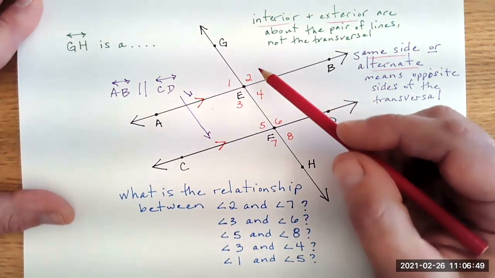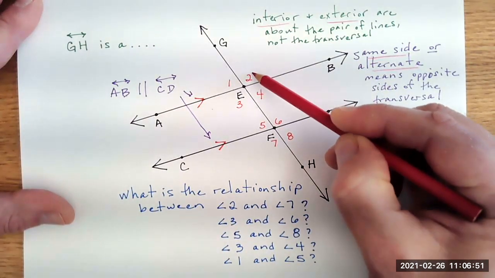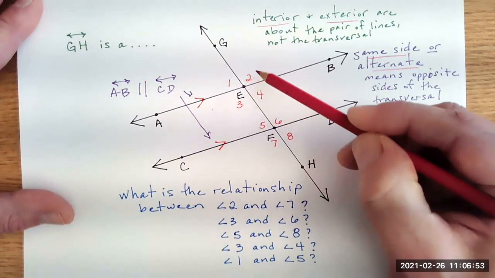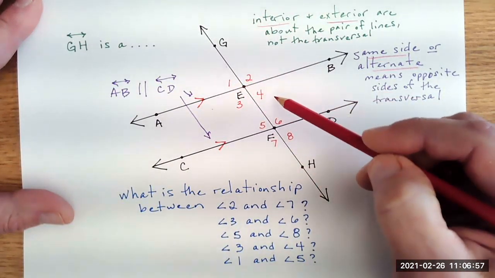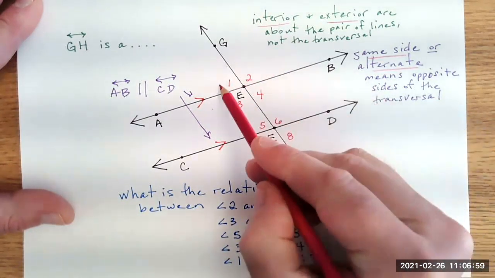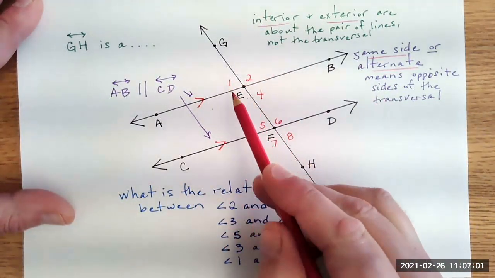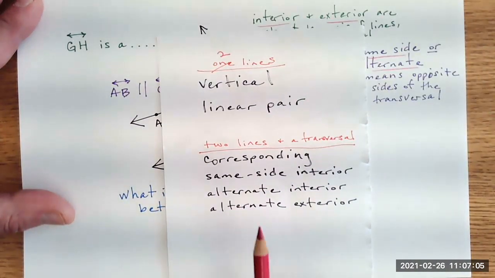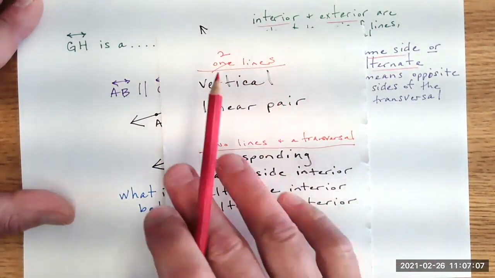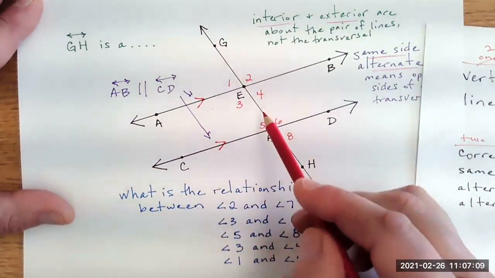The first one, 2 and 3 are vertical. 1 and 4 are vertical. 2 and 4 are a linear pair. 1 and 2 are a linear pair. 3 and 4 and 1 and 3 are also linear pairs. That's the extent of all those relationships that involve these 2 lines.